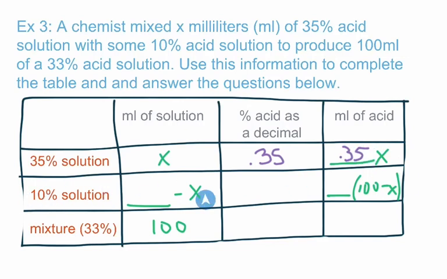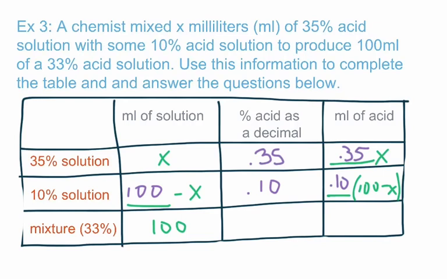Now for our 10% solution, we're going to do the same thing. Notice, up here we're given X, and we have an X over here. Down here, we have 100 minus X. So for the 10% solution, we're going to have 100 minus X. To write the percent of acid as a decimal, we go to the percent, which is 10%, and we rewrite that as 0.10. So our milliliters of acid is going to be 0.10 times the quantity 100 minus X.